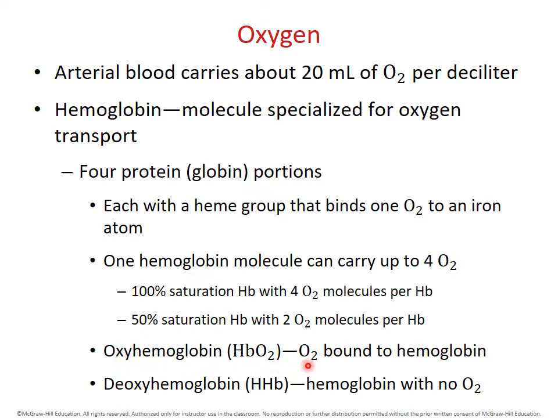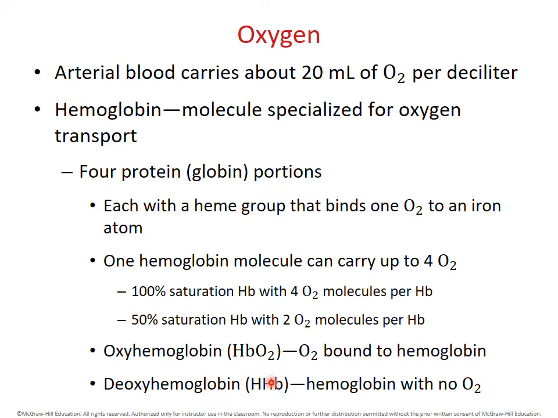Hemoglobin that is bound to oxygen is referred to as oxyhemoglobin. And again, it doesn't matter how saturated. It can be 25%, 50, 75%, or 100. It is still referred to as oxyhemoglobin. So oxyhemoglobin exists in different saturation states. Hemoglobin that has no oxygen bound to it is referred to as deoxyhemoglobin, often abbreviated as HHb.